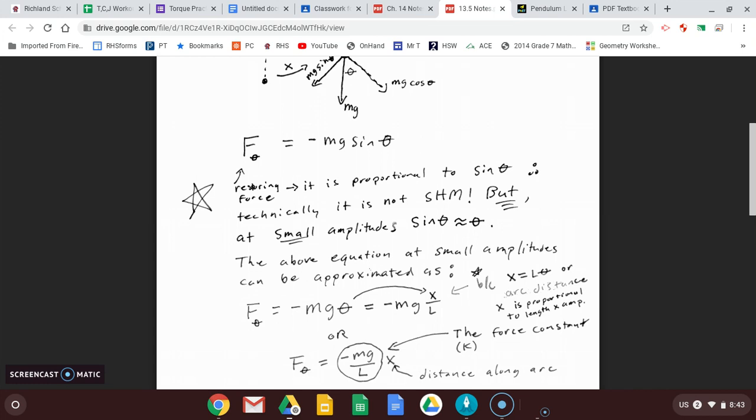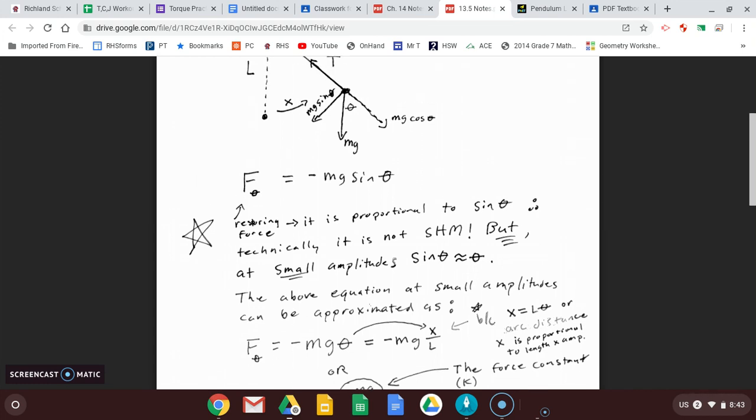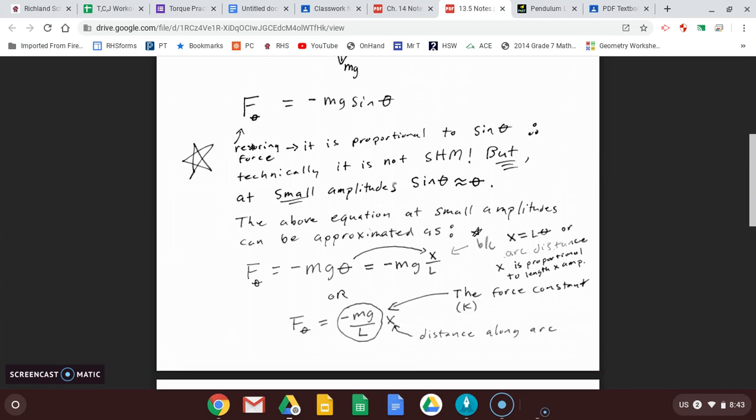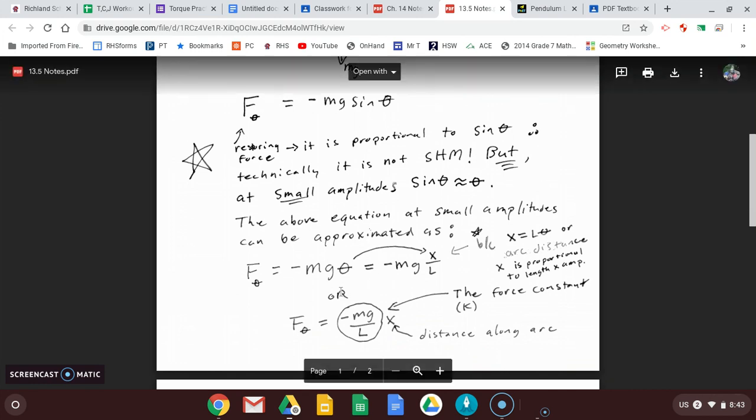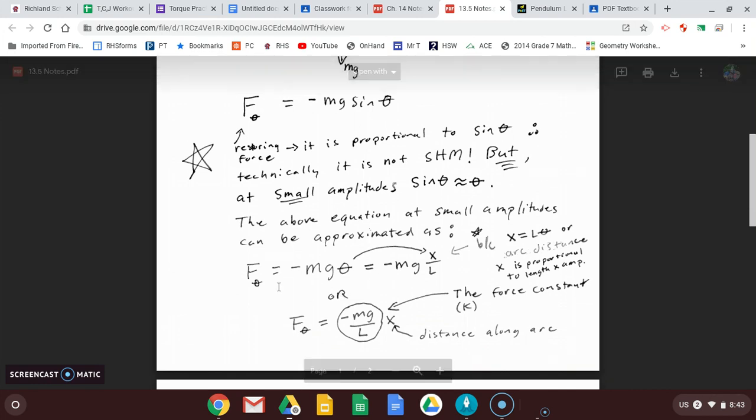But as theta grows, especially higher than 15 degrees, the sine of the angle and the angle itself in radians start to get further and further apart, and you can't make this approximation. So simple harmonic motion ideas and formulas won't work past that.